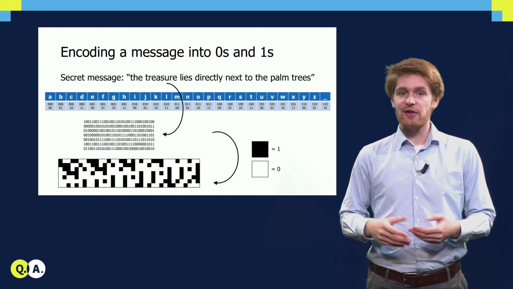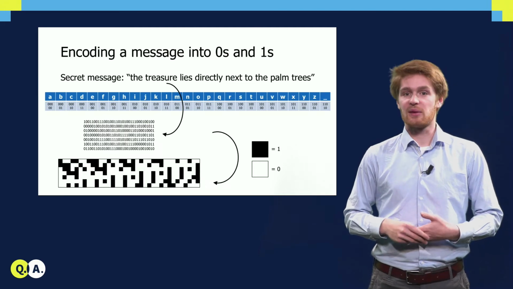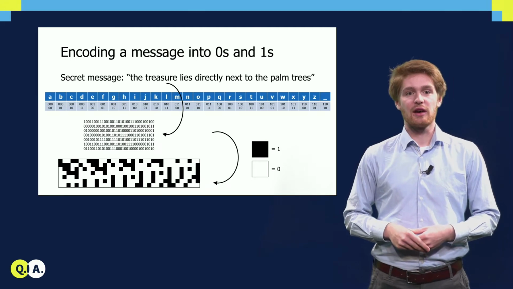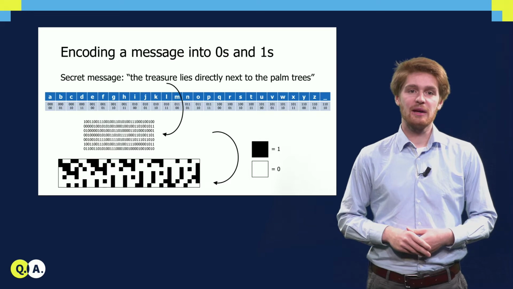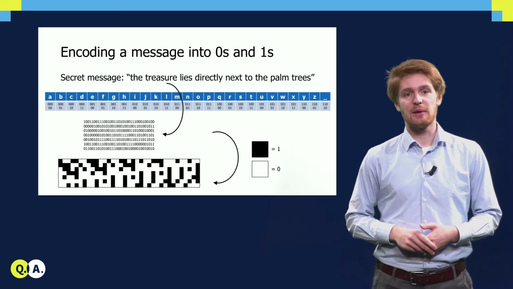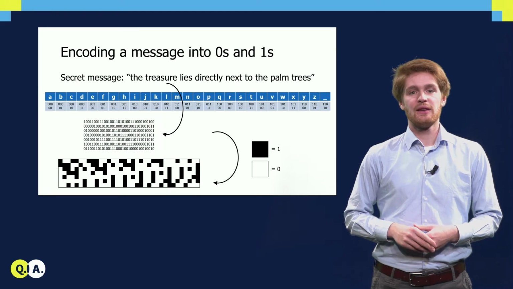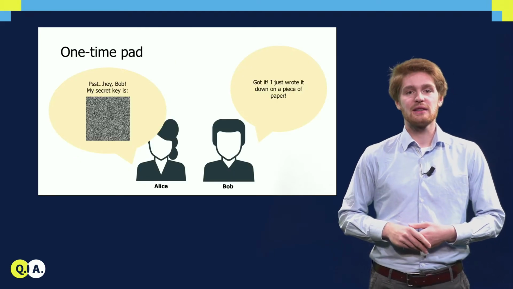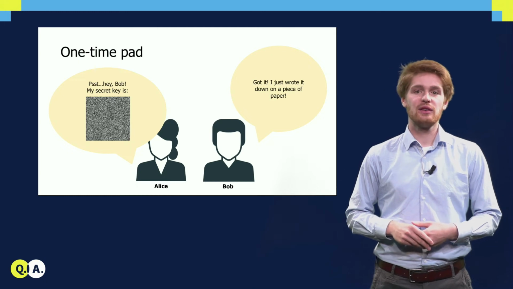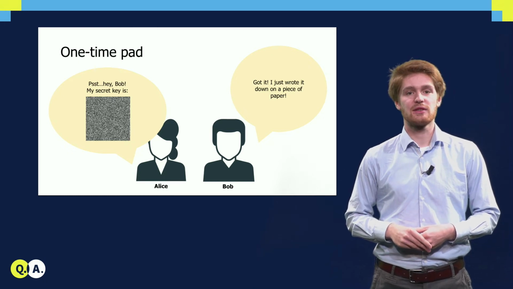We can take this a step further and translate the message into a black and white image. We do so by writing every 1 as a black pixel and every 0 as a white pixel, and this results in the image shown below. Now that we know how to encode a piece of text in bits or in an image, we are ready to learn how the one-time pad scheme works.